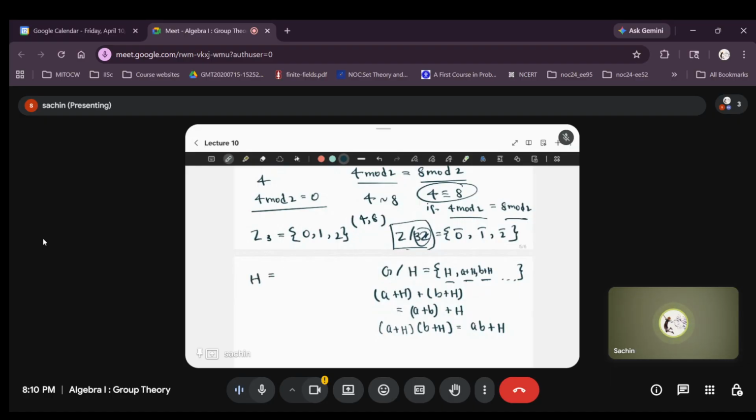And suppose H is 0, 1, 2, 3. 4 plus H would be adding 4 to each of the elements in H: 4, 5, 6, 7. 3 plus H would be adding 3 to each of the elements in H. That is 3, 4, 5, 6, so on.